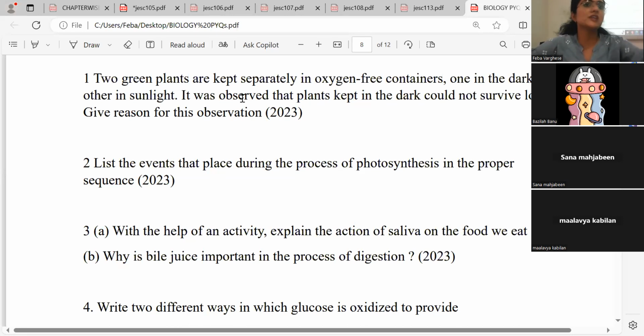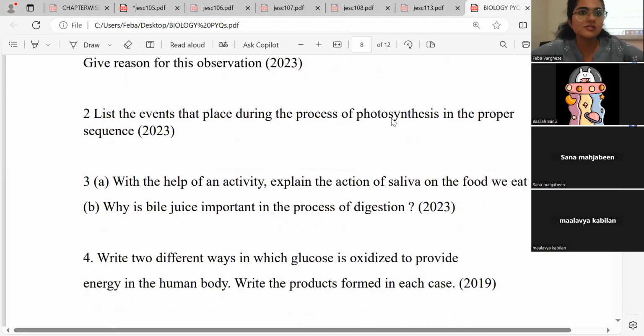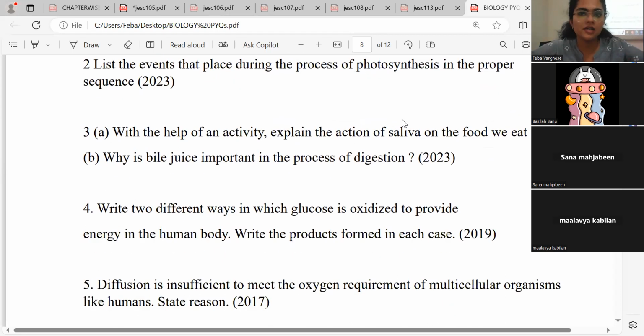Okay, yeah. So what's the answer for the first question? Give reason for this observation. The plant which was kept in dark could not survive longer. What is it? They cannot photosynthesize, right? Because they are deprived of sunlight. They are kept in a dark room. They could not survive. Okay, they were kept in oxygen-free containers. One was in dark and the other one was in sunlight. The one in sunlight could photosynthesize. So oxygen was released. It could use that oxygen itself for respiration also, though it was kept in an oxygen-free container. So if sunlight is deprived, photosynthesis cannot happen and the plant cannot survive.